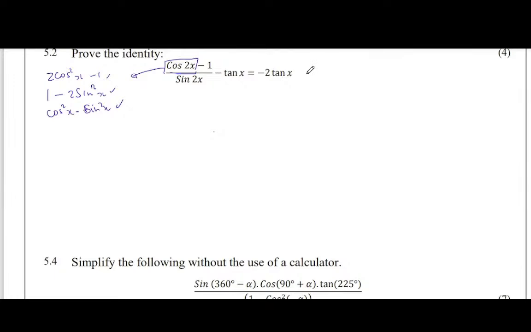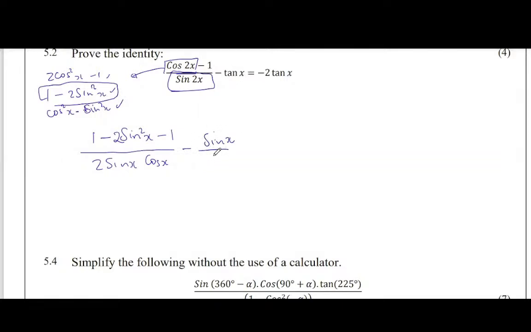Okay, so for as long as it's like that, I'm just gonna change this. I think I can go with this second one and say 1 minus 2 sine squared x minus 1. I'm gonna divide this. I know that this identity of sine 2x is the same as 2 sine x cos x. I'm subtracting tan. I'm gonna change this tan into sine x over cos x.